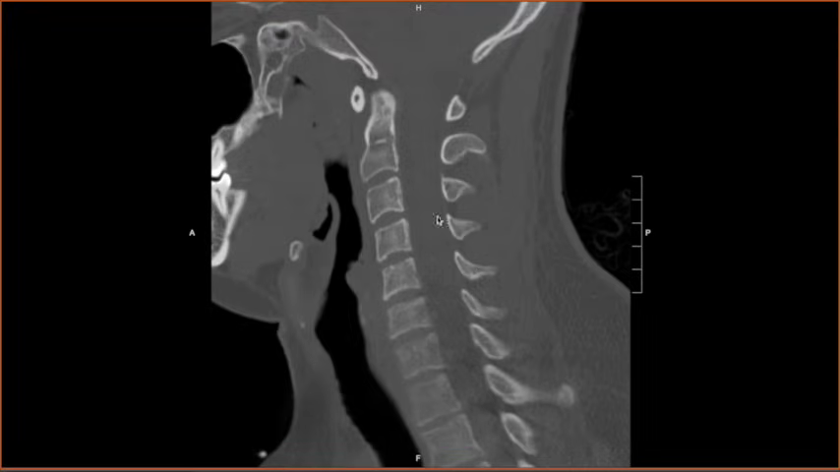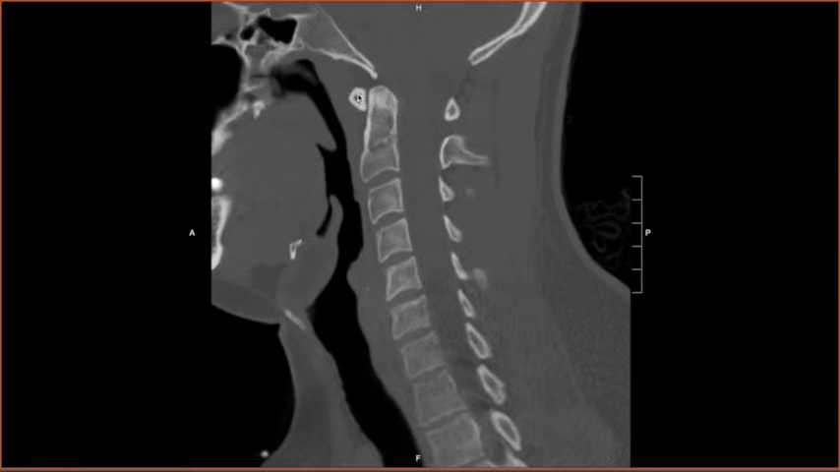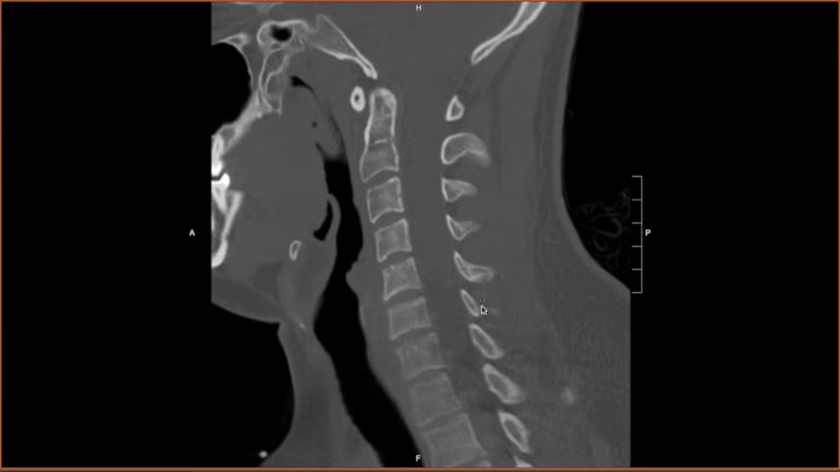On the sagittal reformat, these are the vertebral bodies. This up here is C1, this is the anterior arch and the posterior arch. This is C2 with the dens superiorly and the vertebral body portion of C2 inferiorly. These posteriorly are the spinous processes, and this is the spinal canal in the center.